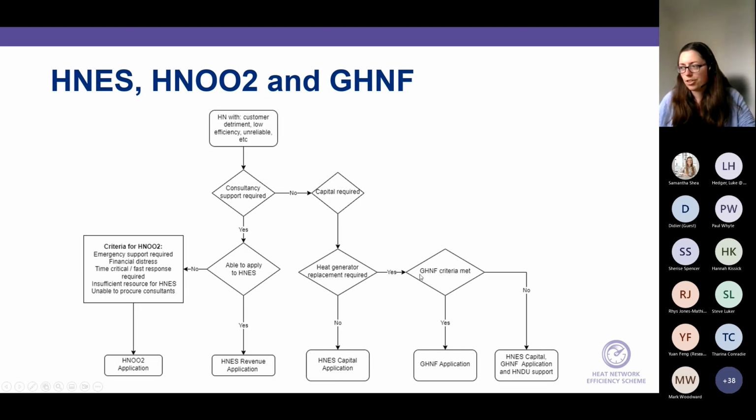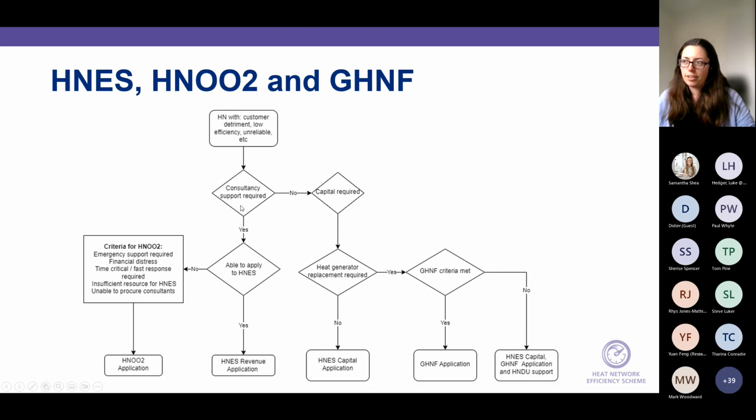If they don't meet the GHNF criteria, then it may be that they want to submit an HNES capital application first. For example, if the heat network is really inefficient and has got a lot of problems, it might not be suitable currently for a low carbon heating source. So it may make sense to submit an HNES capital application first to improve the efficiency of the heat network, to then enable a GHNF application to be submitted. Otherwise, if the criteria is met, they can go straight to submitting a GHNF application to change their heat generator.